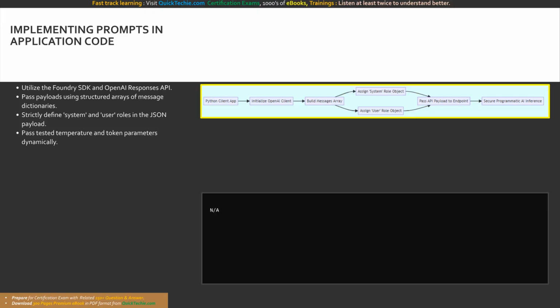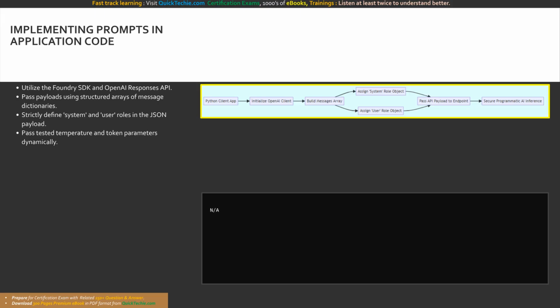This payload is typically an array of distinct message objects, where each object is explicitly tagged with a specific role. Your application will first pass a message object tagged with the system role, containing the strict system instructions and behavioral guardrails you formulated in the playground. Immediately following that, your code will append message objects tagged with the user role, containing the dynamic questions or commands submitted by the human interacting with your app.